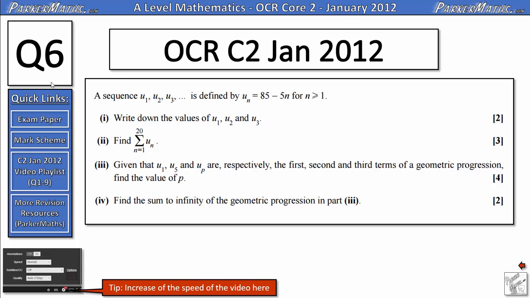Hi, I'm Mr. Parker and this is question 6 on the OCR Core 2 paper from January 2012. A sequence U1, U2, U3 and so on is defined by Un equals 85 minus 5n for n greater than or equal to 1.